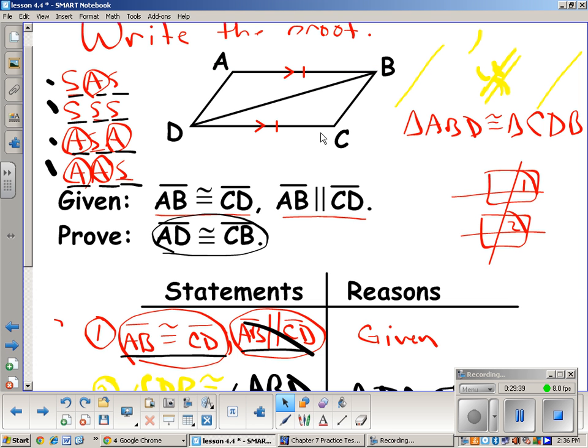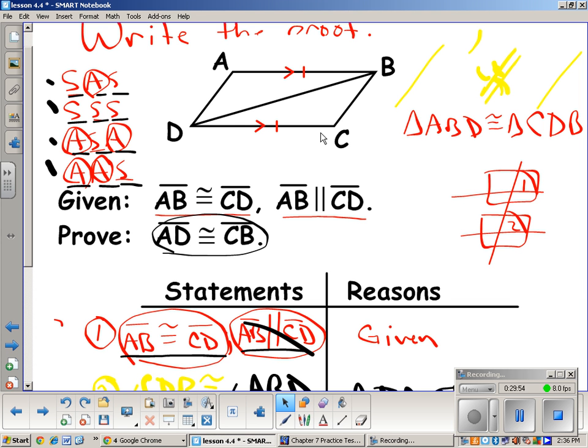Triangle. Go ahead. Could you do angle C is congruent to angle A? Okay. This is where it does get tricky, and we have to be careful.